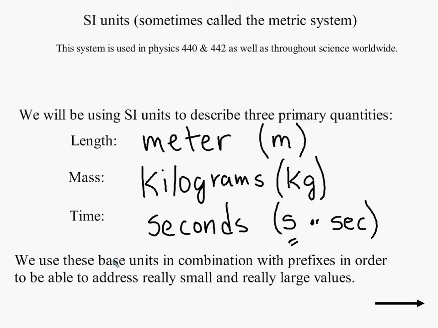Now we use SI because while we can use any system to define values that are in a reasonable scale, in other words, we can talk about 10 of something and be fairly clear what we're talking about, we can talk about half of something and be fairly clear, but the English system doesn't really have a way of dealing with really large numbers or really small numbers. So the metric system, or SI, has a much easier way of doing that. All we do is attach prefixes in order to be able to address these really large or really small numbers. And let's see what that really means.